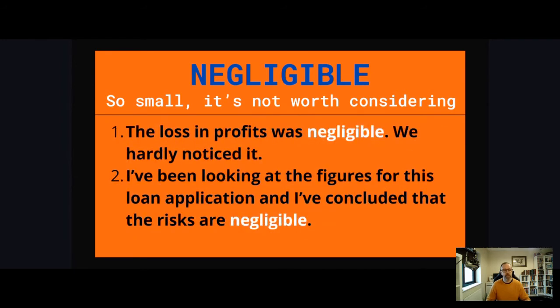So example 1, the loss in profits was negligible. We hardly noticed it. Example 2, I've been looking at the figures for this loan application and I've concluded that the risks are negligible.